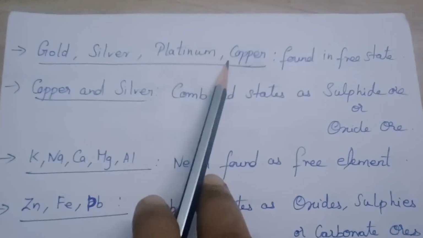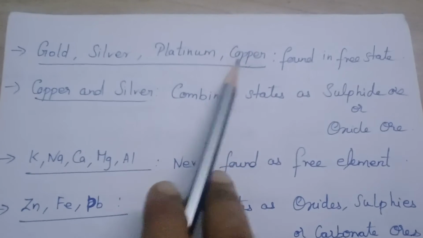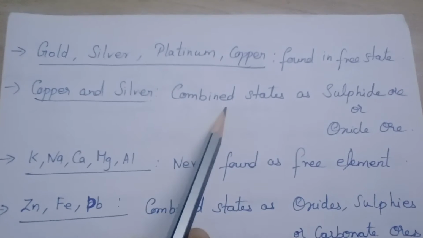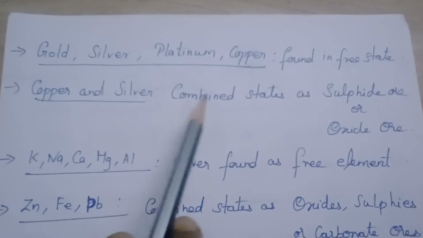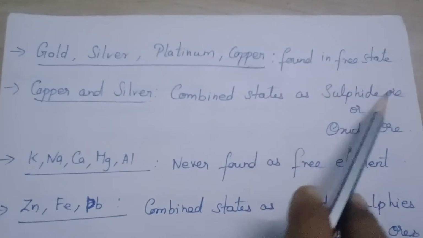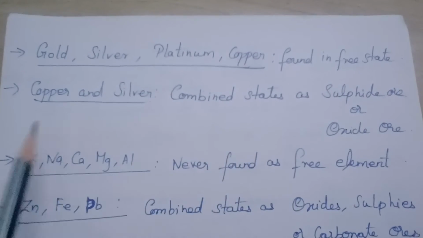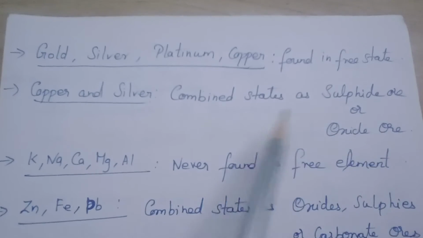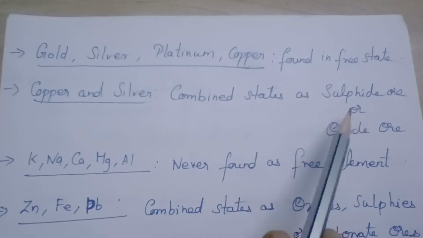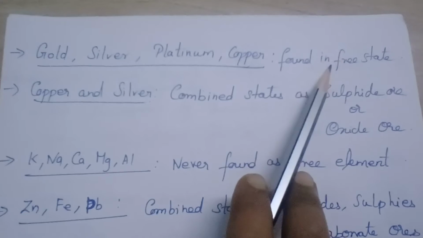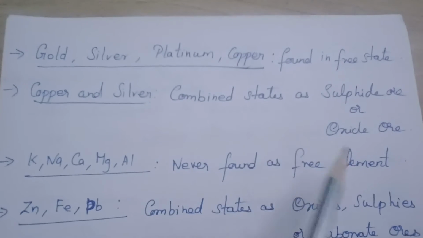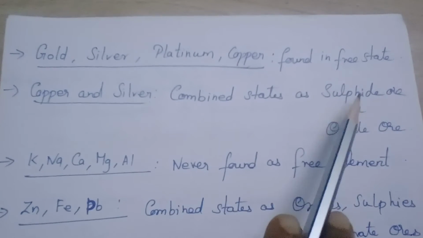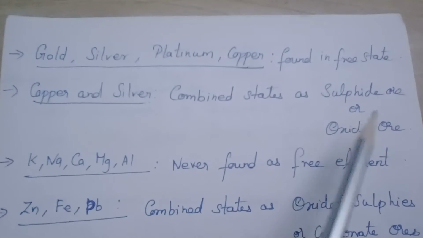Platinum and copper exist in the free state as well as in the combined state. Copper and silver exist in the combined state as sulfide ore or oxide ore, like copper sulfide. So they may exist in the free state as well as in the compound form, and the compound form will be a sulfide ore or an oxide ore.